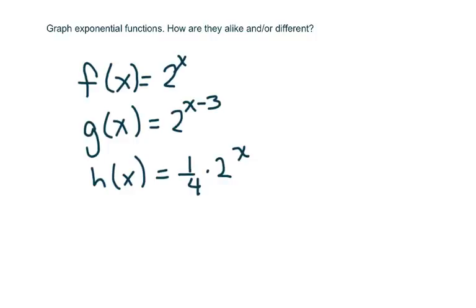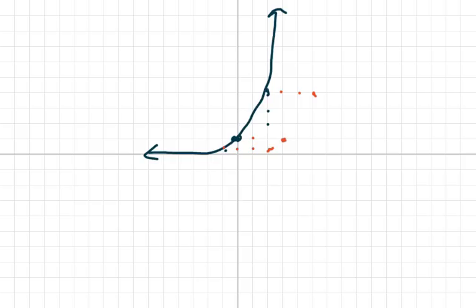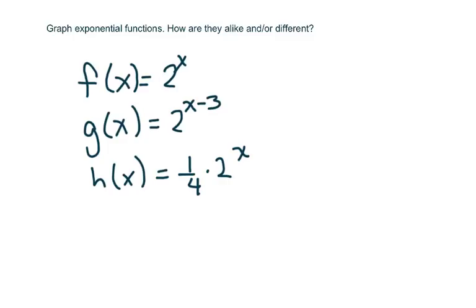Hi everyone, we're going to graph exponential functions and discuss how they are alike and or different. So the first one we have is y equals 2 to the x. I graphed it in black.